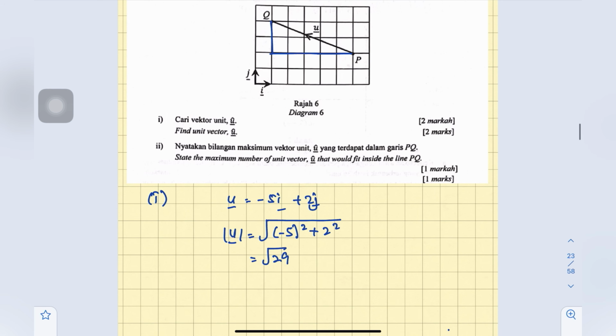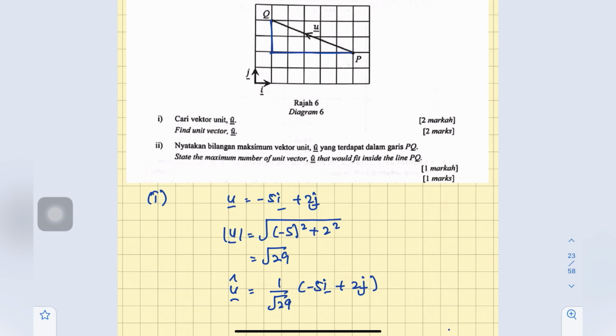Okay, so then the unit vector is the vector divided by the magnitude. So unit vector u is 1 over root 29 times negative 5i plus 2j.